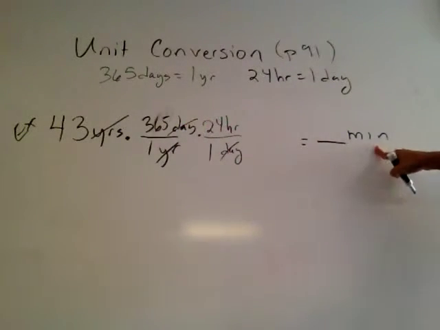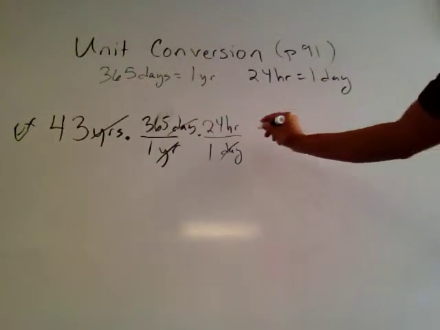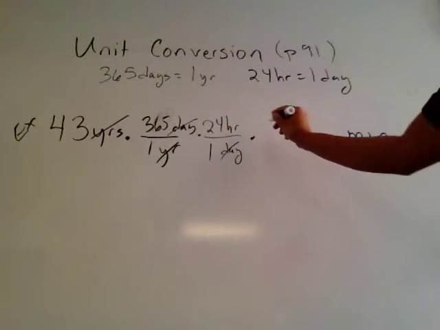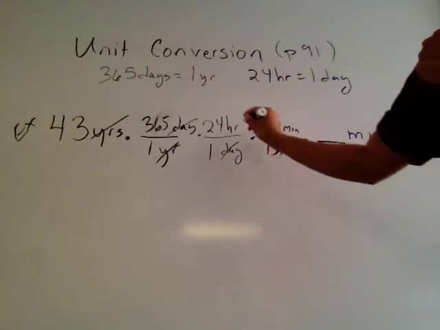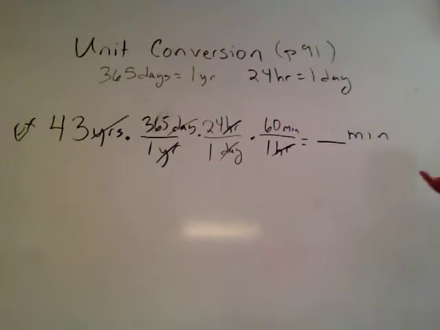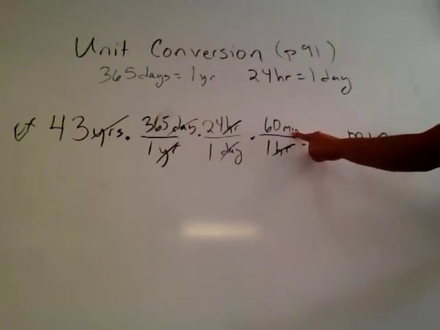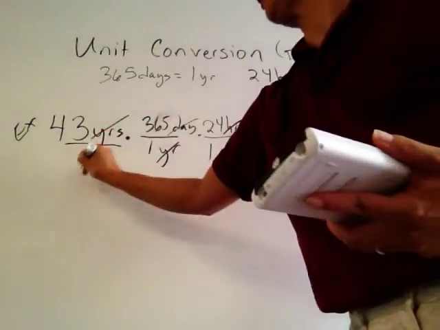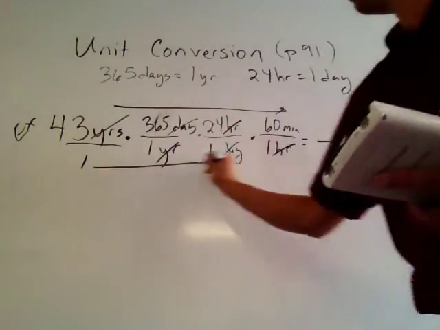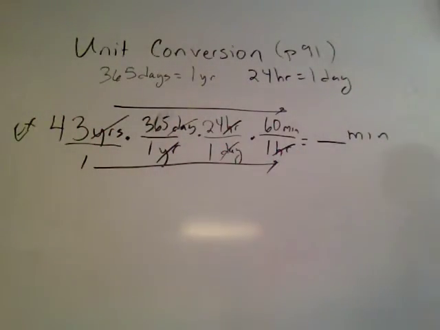Again, my goal is to end up with minutes. Well, hey, I also know that there are 60 minutes in 1 hour. And if you noticed, look what happened. All my units canceled out, and I ended up with the units of measurement in minutes, and that's exactly what I wanted. So if I take out a calculator, when I multiply fractions, all I've got to do is multiply straight across, and then see what I end up with.